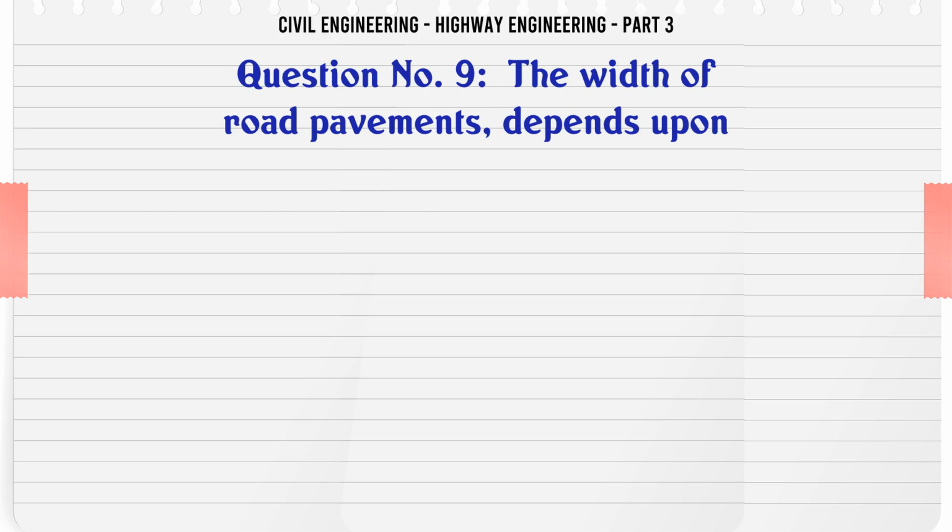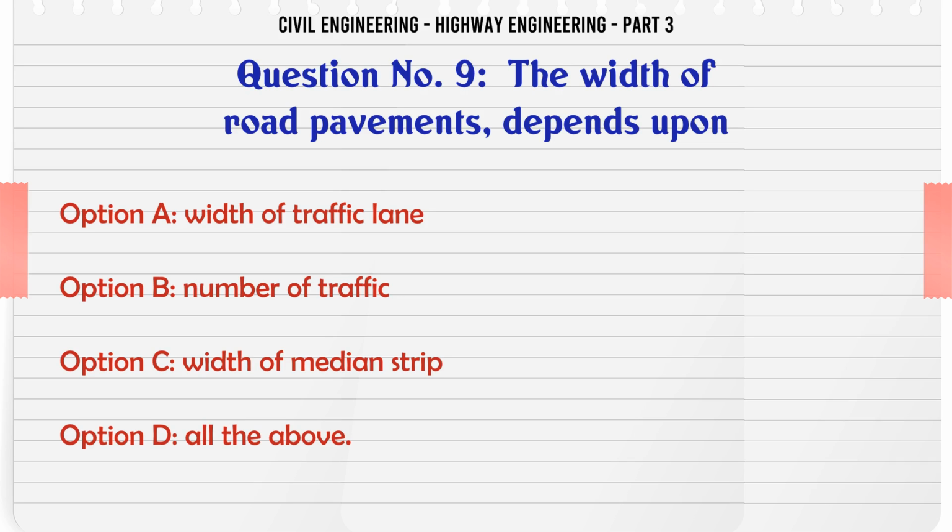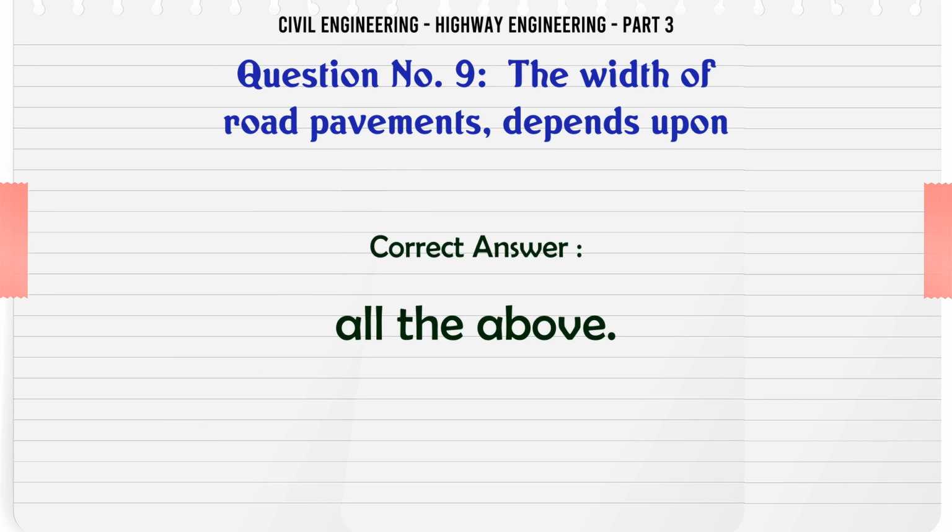The width of road pavements depends upon A. Width of traffic lane. B. Number of traffic. C. Width of median strip. D. All the above. The correct answer is all the above.